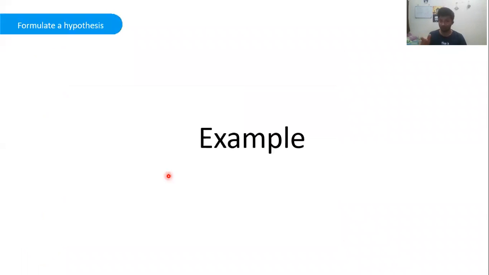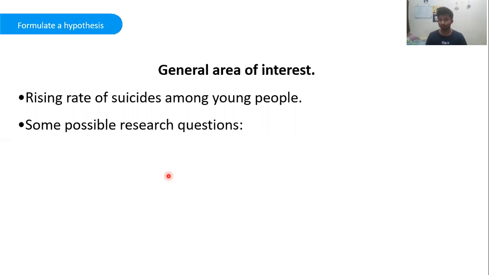So let's discuss some examples. What we'll do is try to frame a hypothesis. We'll follow the same steps I have just explained and try to come up with a hypothesis. We'll start with a general area of interest. Where do ideas come from? It could be my personal observation, my personal curiosity, my intuitions. My personal observation was that I've seen the rate of suicides among young people is rising. This was my personal observation.